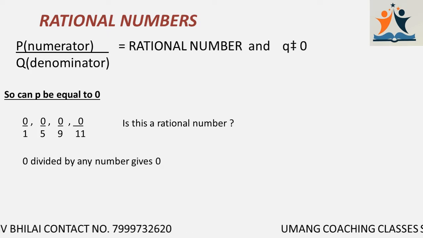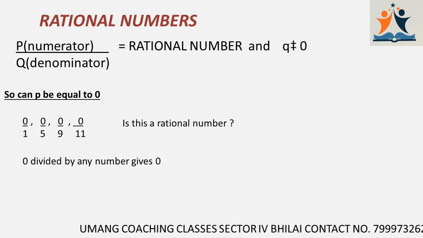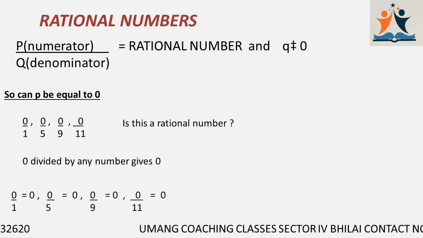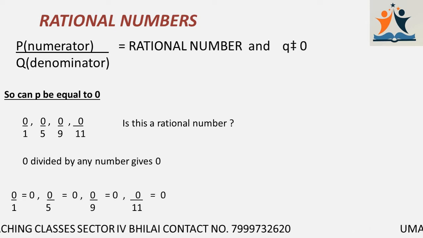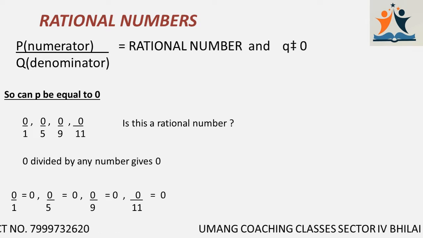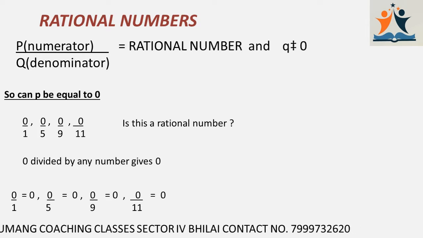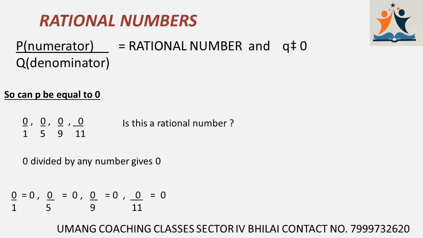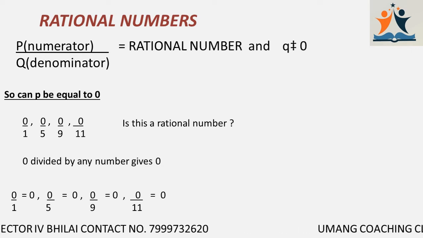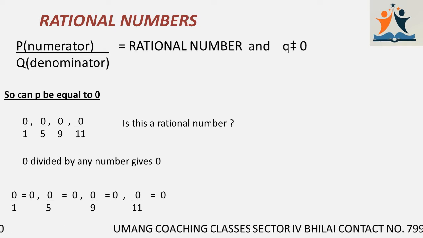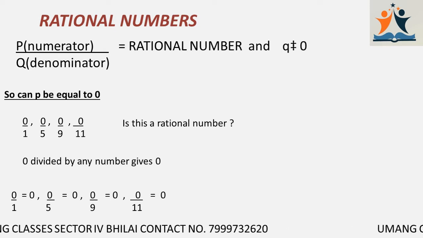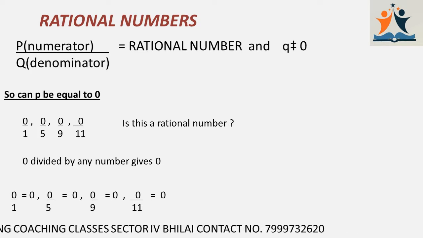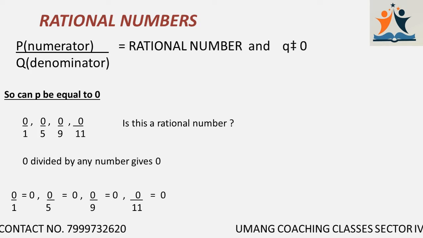We'll get 0. So it doesn't matter whether the numerator is 0 or not, because the only condition for a rational number is that q should not be equal to 0. 0 by 1 is equal to 0. 0 by 5 is equal to 0. 0 by 9 is equal to 0. 0 by 11 is equal to 0. So if the numerator is 0, then the result will be 0, and this will be a rational number.